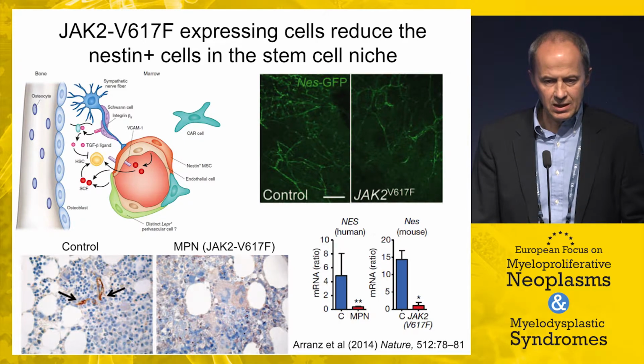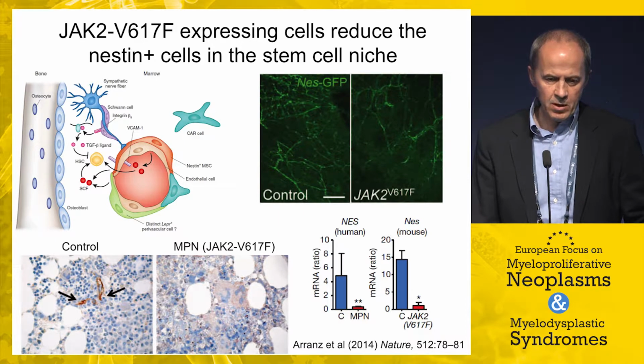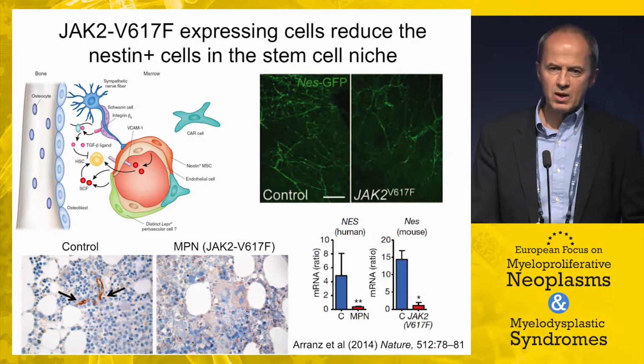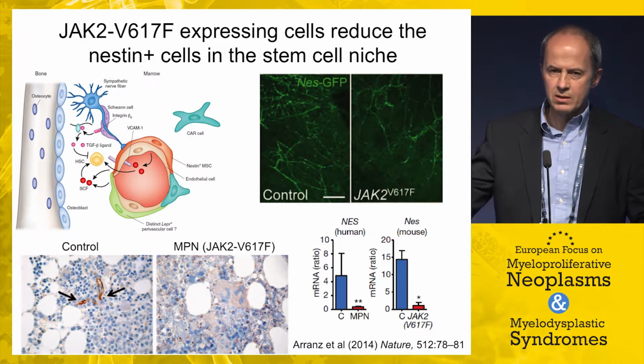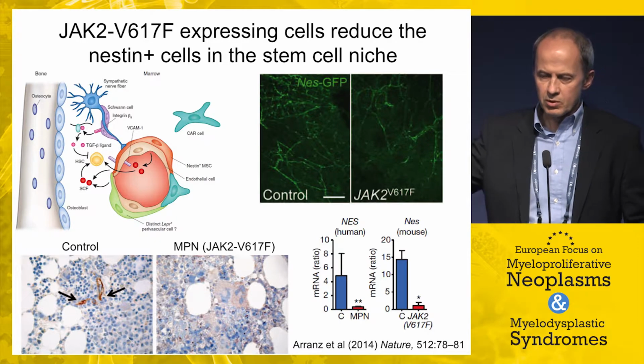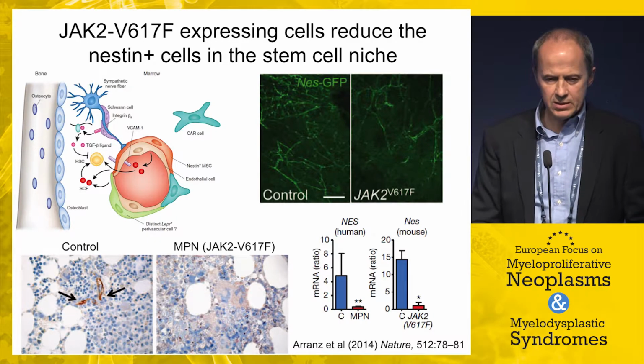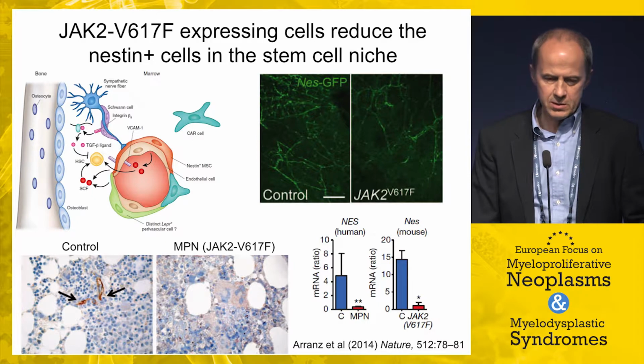One interesting cell is this Nestin-positive MSC, which is innervated by sympathetic nerves. And this is part of the reason why hematopoiesis shows circadian rhythm. So the production is undulating with the day-night cycle, and this is due to this innervation by the sympathetic nerves.